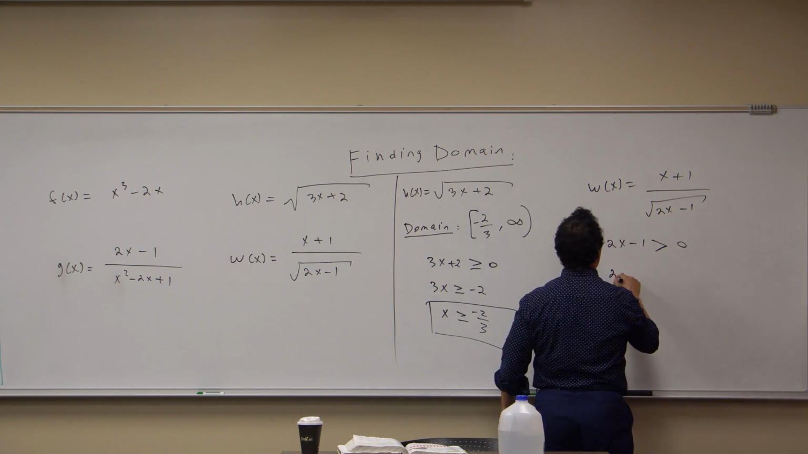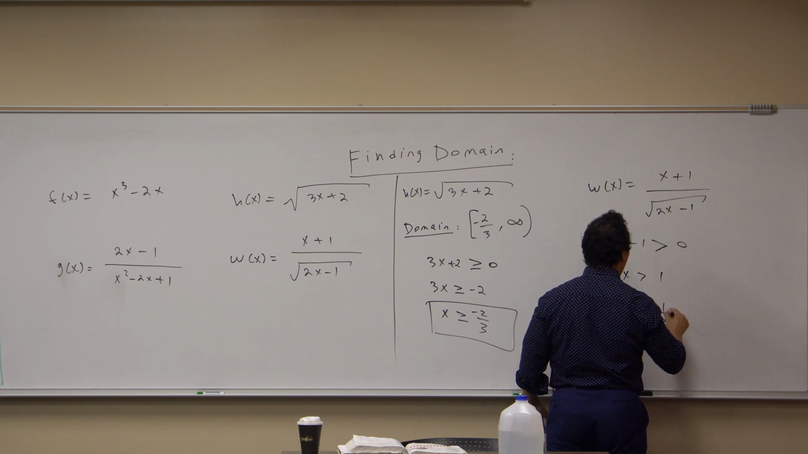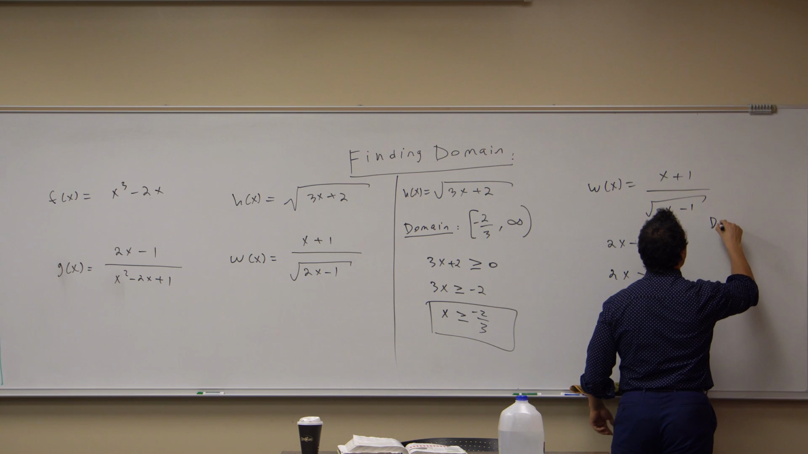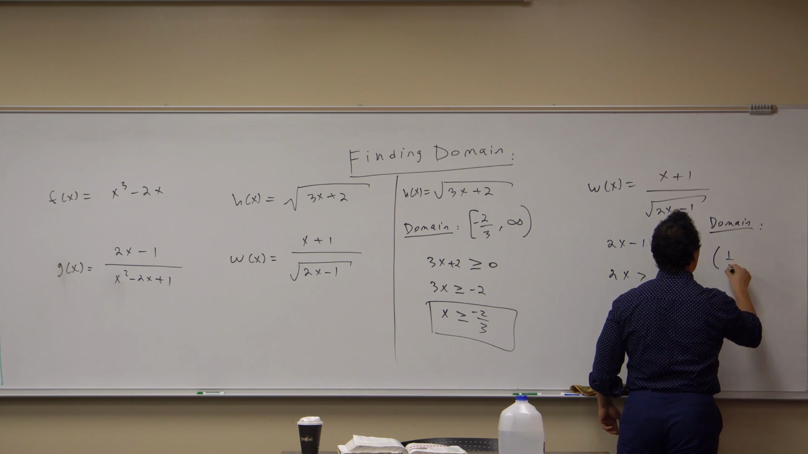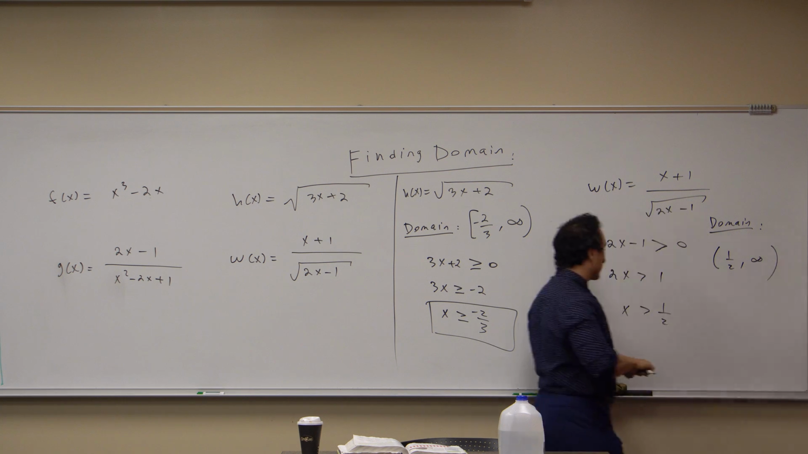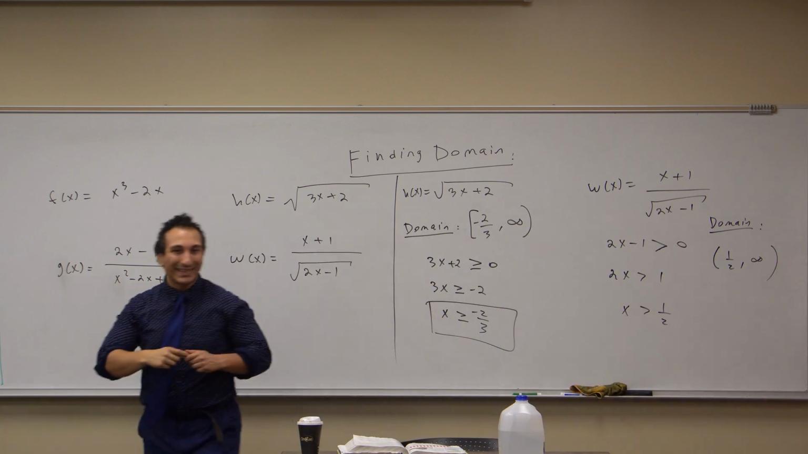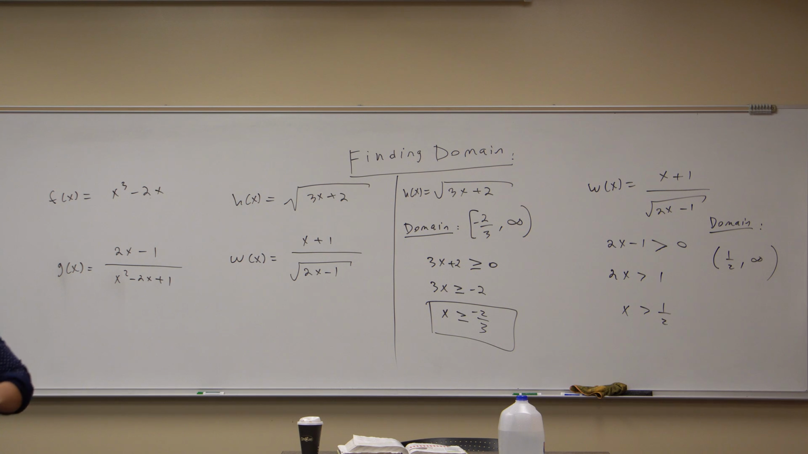Note that difference. So 2x is greater than 1, and dividing both sides by 2, I get x is greater than 1/2. So the domain is all the values of x greater than 1/2. So that's your domain right there. Now, you are an expert at finding domains of various functions.